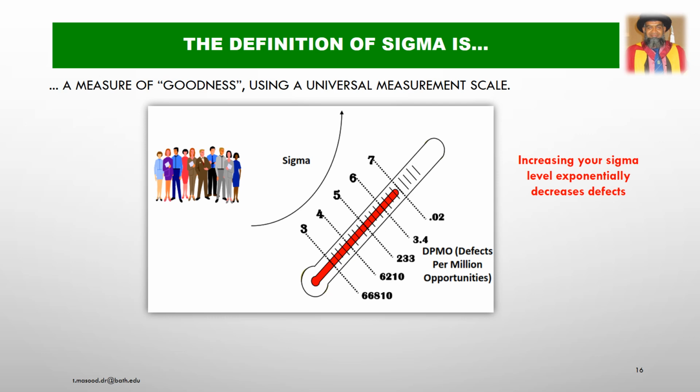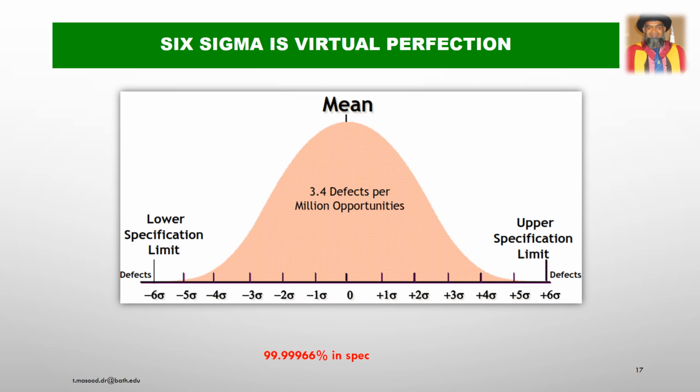Now, the definition of sigma: a measure of goodness by using universal measurement scales. This thermometer is my sigma here, from 3, 4, 5, 6, and 7. Increase your sigma level exponentially and decrease the defects. In 3 sigma, I have 66,000, at 4 sigma 6,200 defects per million opportunities. At 5 sigma 200, and at 6 sigma 3.5 defects per million opportunities. If I go further, it can be 0.02. So based on that, if I increase my sigma level, DPMO will reduce drastically.